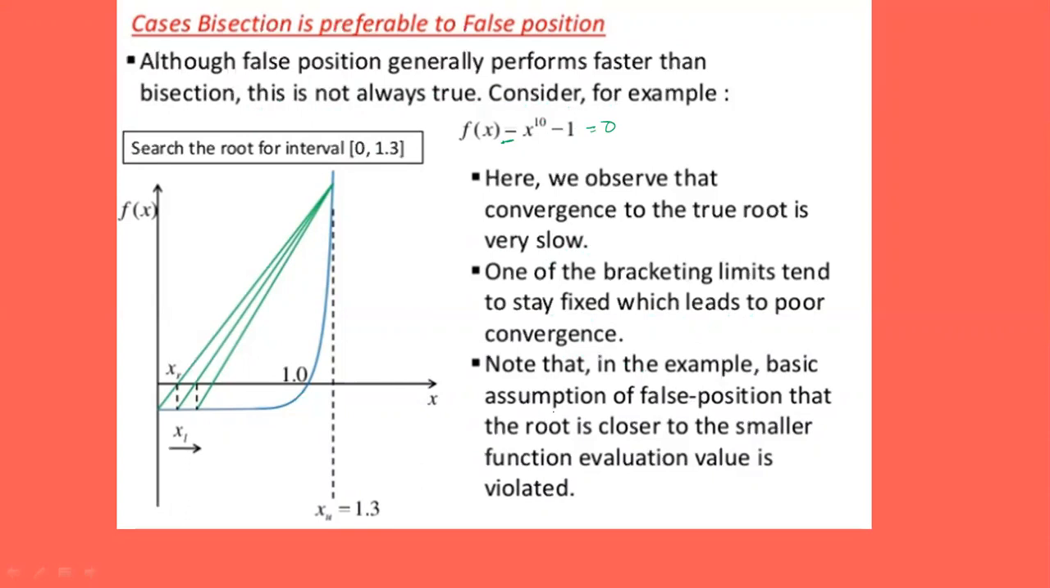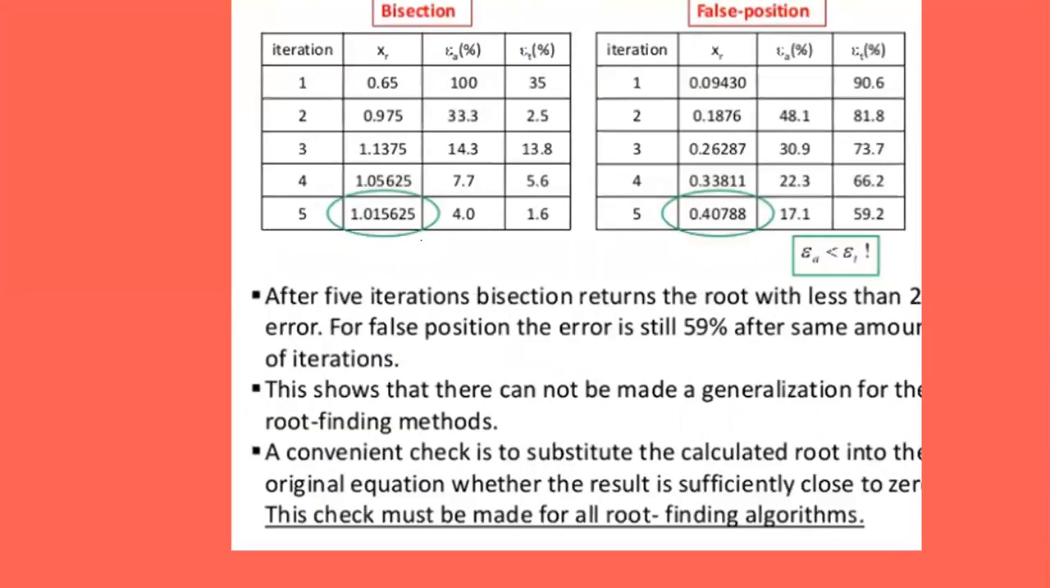Note that in this example, the basic assumption of false position, that the root is closer to the smaller function evaluation value, is violated. You see this, I'll explain. In the bisection method, up to 4 or 5 iterations, the value is near to your root, with less than 2% error. In the false position method, with 5 iterations, you got the value 0.40 with an error of almost 60%. So after 5 iterations, bisection returns a root with less than 2% error, but for false position the error is still 59% after the same number of iterations.